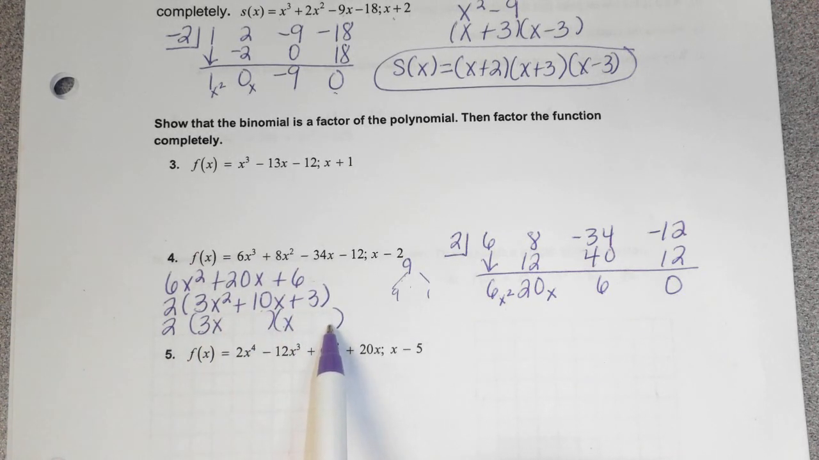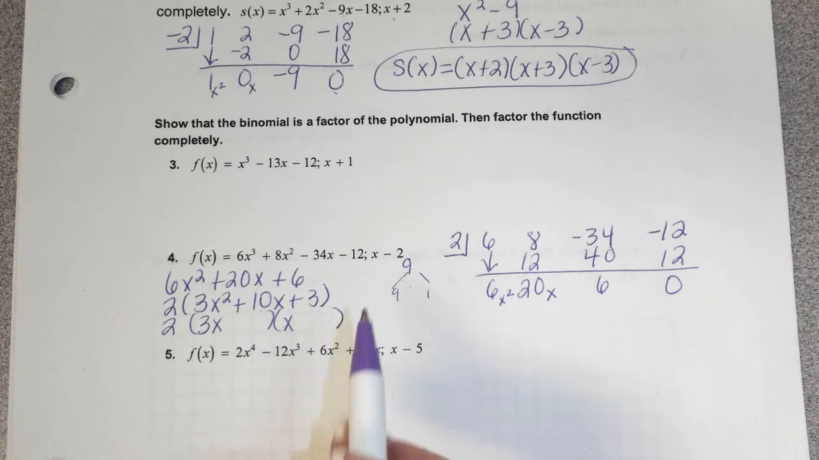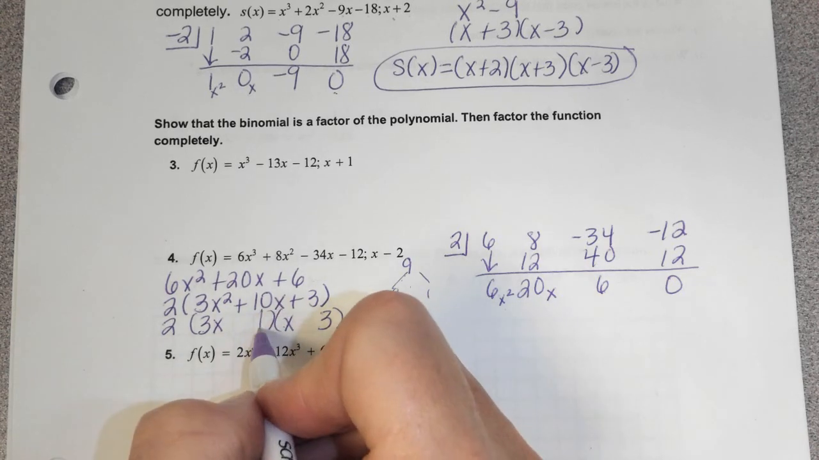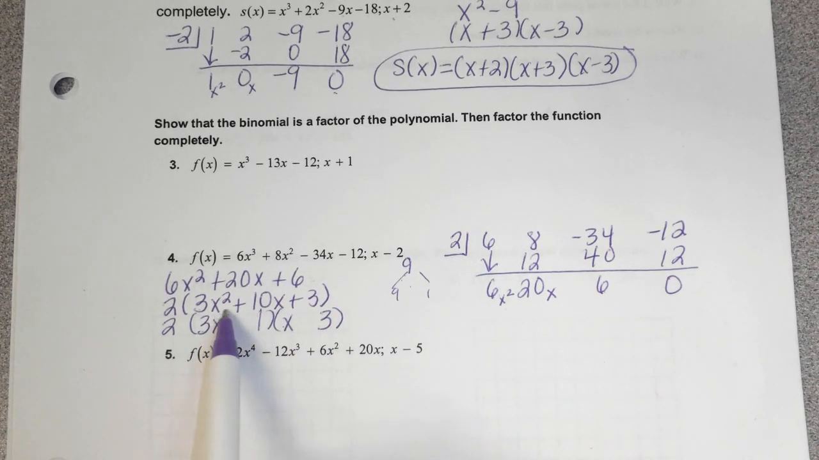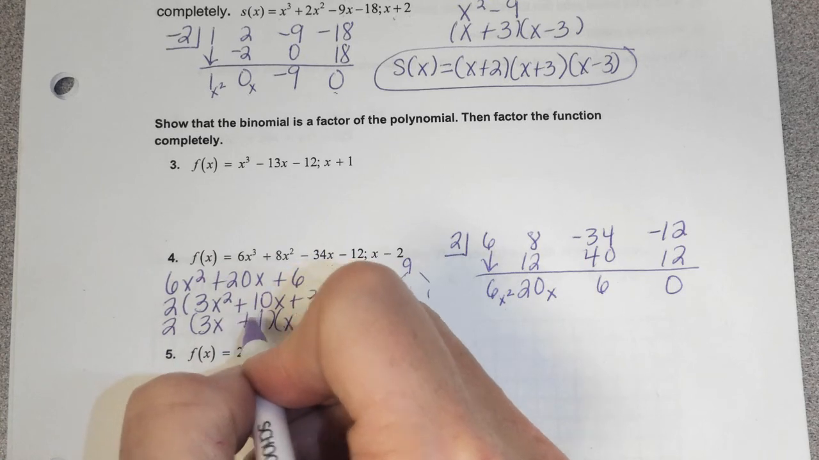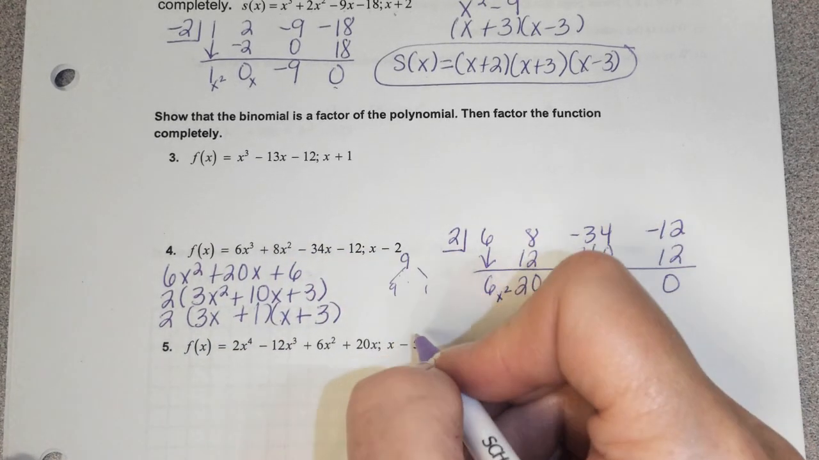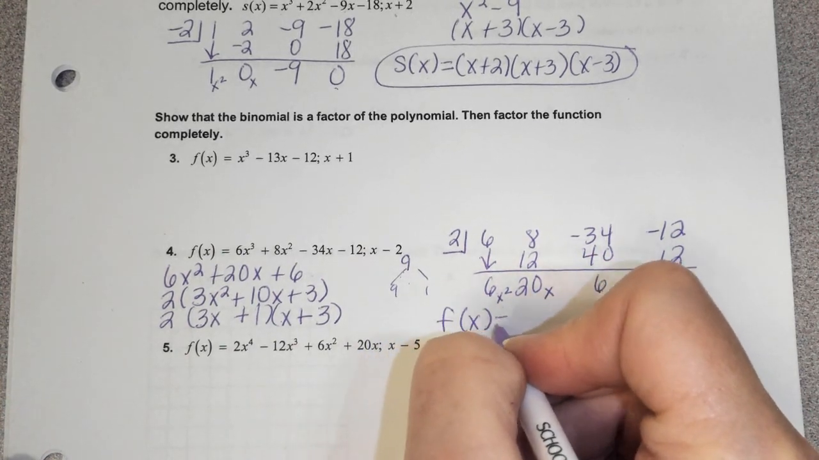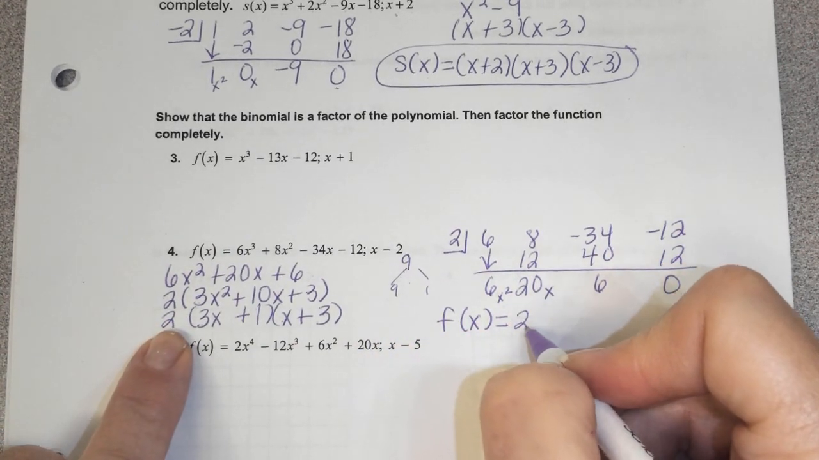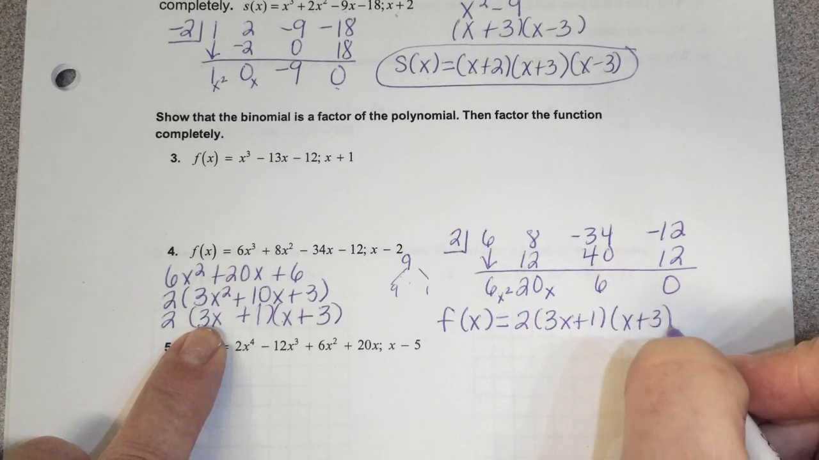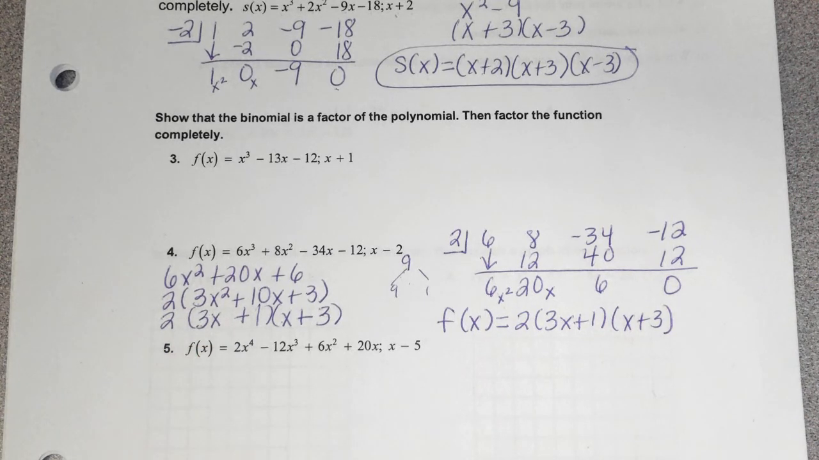So what's going to have to go here? 3 is going to give me the 9. What's going to have to go here? 1. And now I have to check and make sure it works. 3x squared, that works. The last works. That's 9x and 1x, that works. Plus and plus. But that is not the complete factorization for f of x. f of x is going to be 2, and it's going to be 3x plus 1 and x plus 3. But what's the other factor?